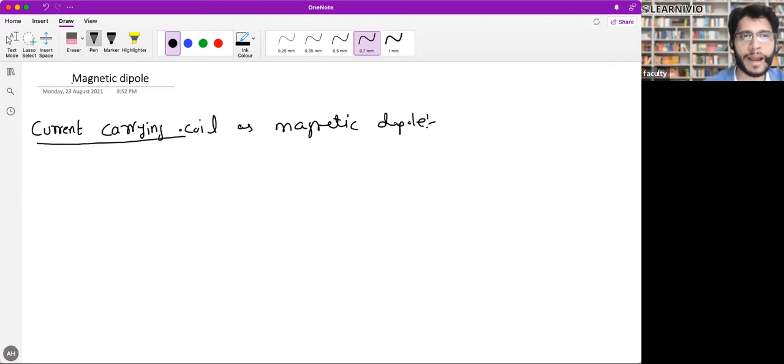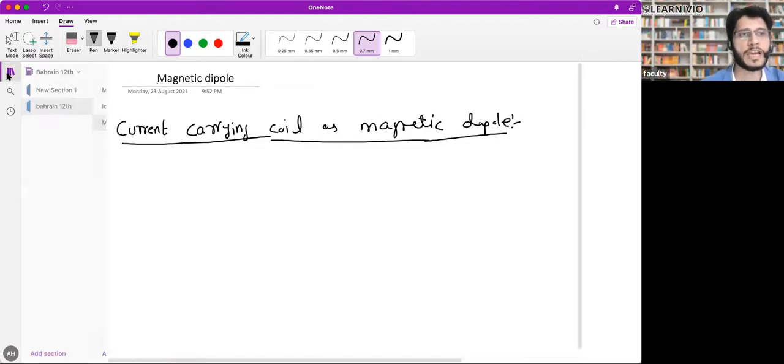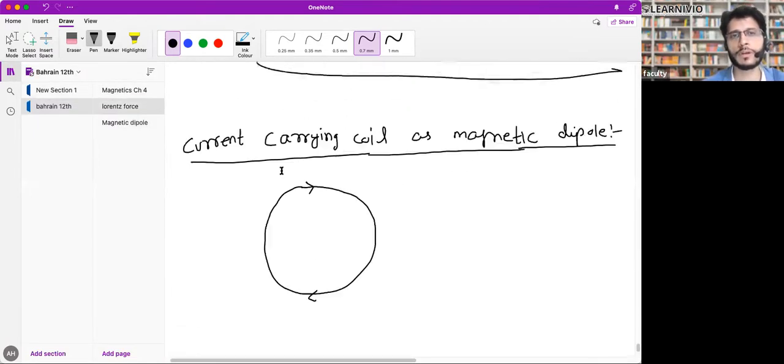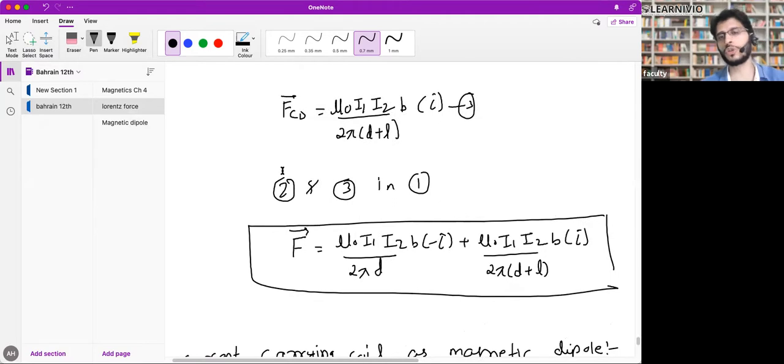In nature, magnetic monopoles do not exist. At the time of the Big Bang, there were a few monopoles, but now we don't have monopoles in the universe. We have dipoles only, north pole as well as south pole.